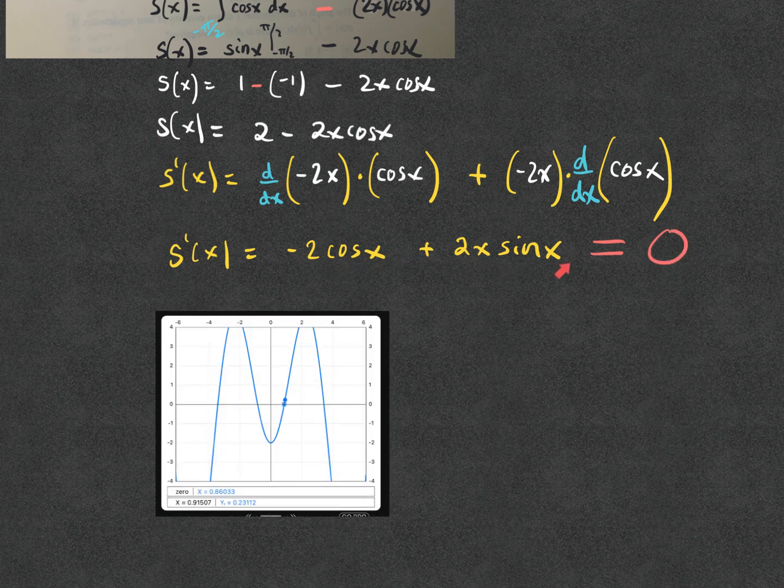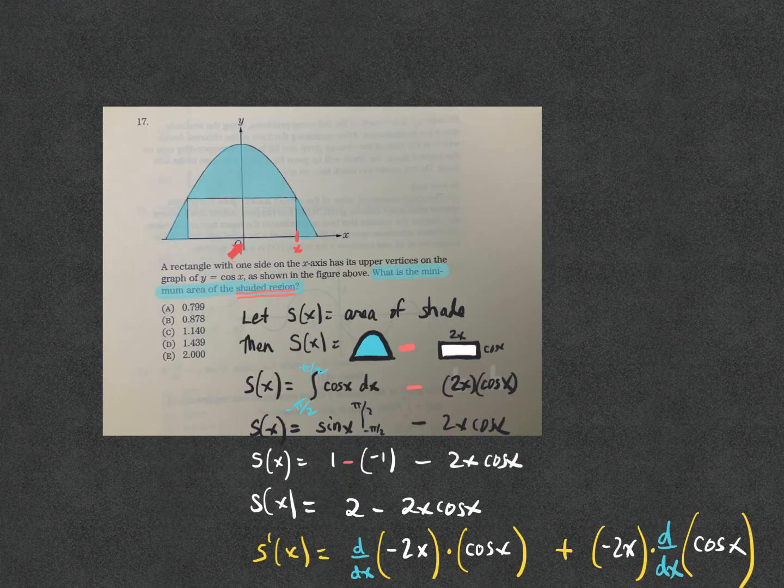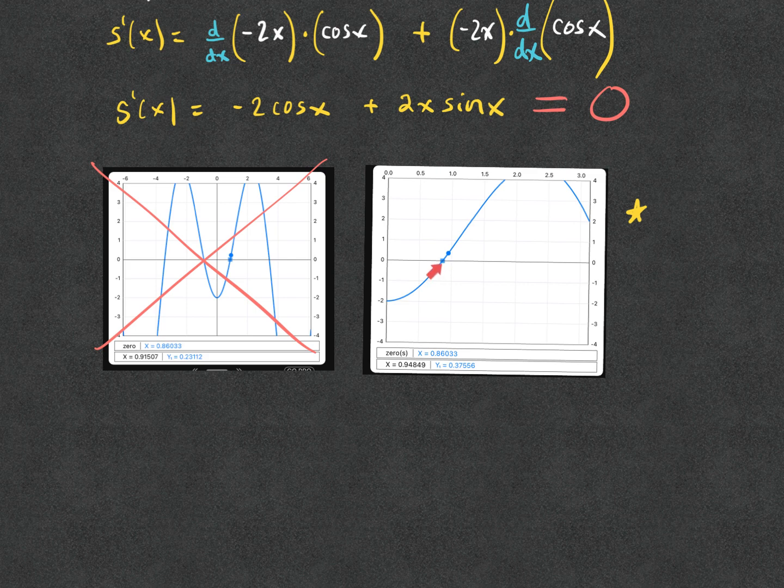Finding when the first derivative is 0 will alert us to any critical values where we might find our relative minimums and maximums. If you graph this derivative with zoom trig, we've got a bunch of zeros, but we really are only looking for zeros that exist between x equals 0 and x equals pi over 2. So let's change our window a bit. And this is where we have a relative minimum or maximum. I should say this is where we have a critical value, when x is 0.86033.